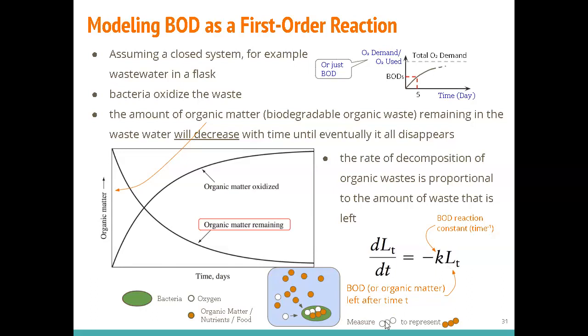So LT is talking about the white dots, but actually it's representing the amount of brown dots, okay? So the change of the amount of your organic matter, which is this line, should be decreasing over time, right? It's because your bacteria are eating the organic matter. So the change of the BOD, or the organic matter amount, should be proportional to the amount of the organic matter itself.